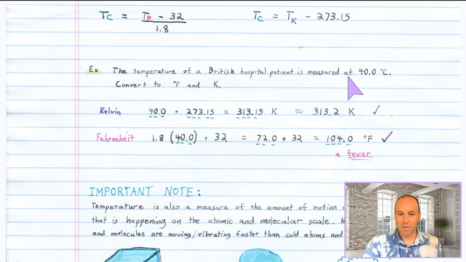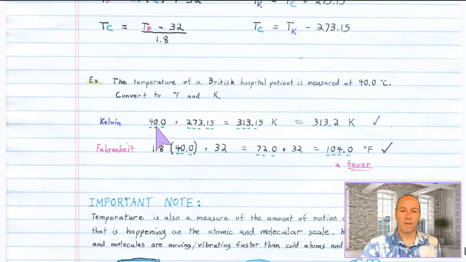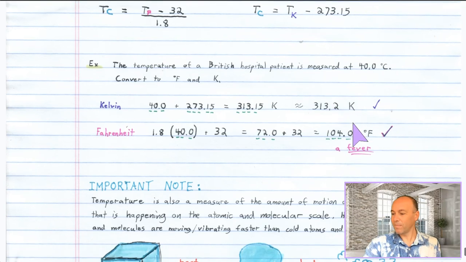Now, I don't know any hospitals that use Kelvin. Kelvin's more for scientists, but you were asked to do the conversion, so let's do it. To get from Celsius to Kelvin, you simply add 273.15. So 40.0 plus 273.15 gets you 313.15. And using the sig fig rules of addition, the 40.0 is known to the 10th position and the 273.15 to the 100th. So we're limited to the 10th, and that's where we round it. So this would round to 313.2 Kelvin. So if you have a temperature of 313.2 Kelvin, you're in trouble.